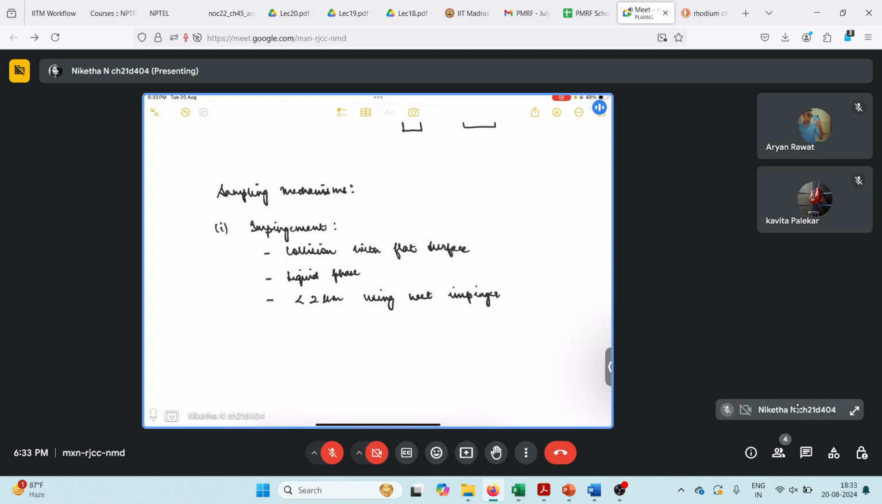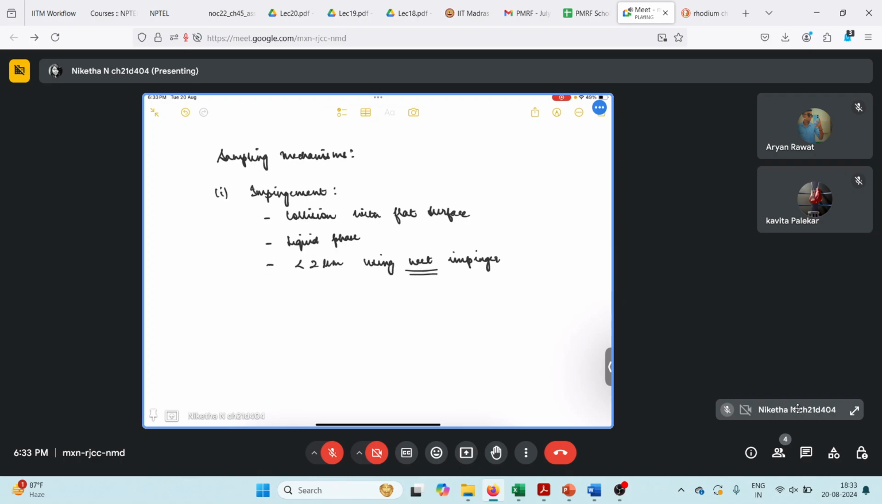The reason why we use a wet impinger is because the presence of water will attract the pollutants better because of some interactions between the surface charge. That is why sometimes a wet material will attract more dust. So that is impingement. Basically, it's just collision through a flat surface. The particle comes and just collides with it. So that is impingement.